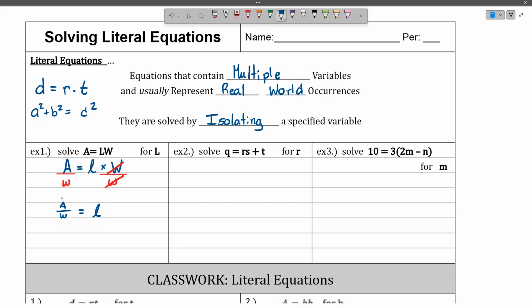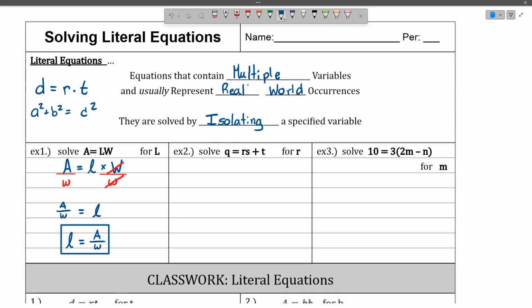Only this is kind of weird when you write it like this, so we're going to clean it up. We're going to put the isolated variable first. L, the length, is equal to area divided by width, and that would solve the literal equation. Does that make a little bit of sense? All we're doing is undoing the unwanted variables, moving them over to the other side so that we can end up with a new isolated term.